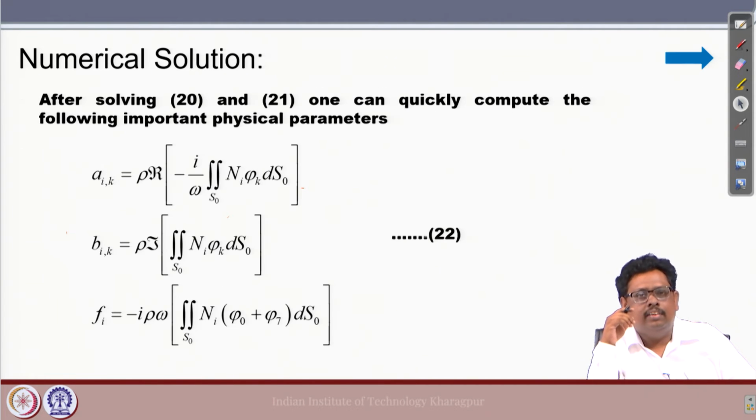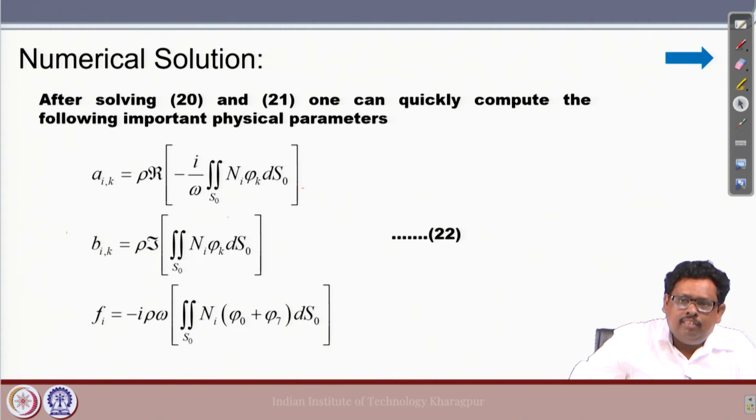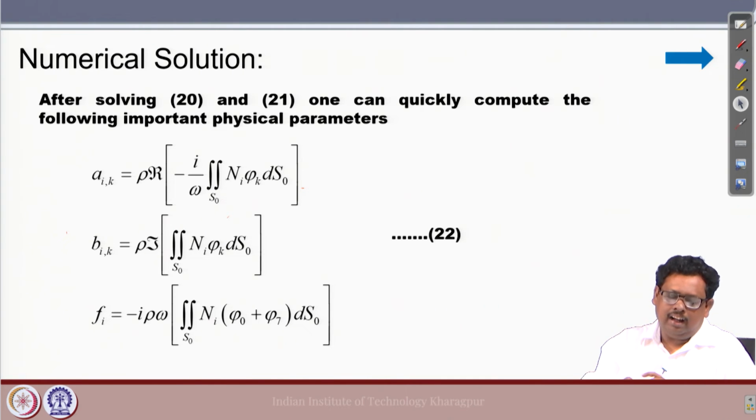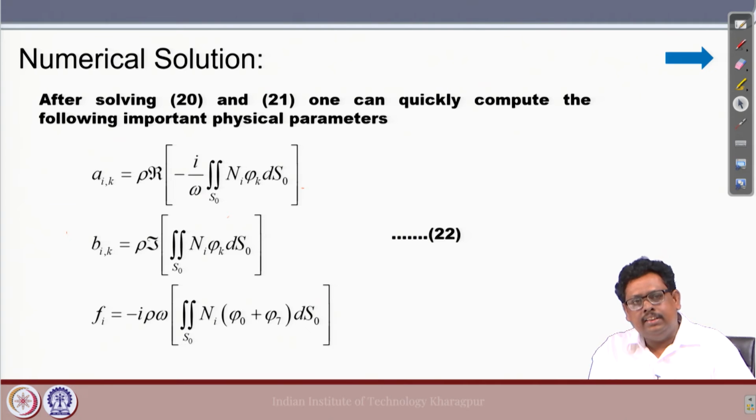Okay? Fine. Now, once we know the value for psi, how can I write the added mass and the damping, and of course, the exciting force. Now, here in this equation 22, I write 3 expressions, right. The first expression for the added mass, the second expression for the damping, and the third expression for the exciting force. Now, let us see how I actually get these values.